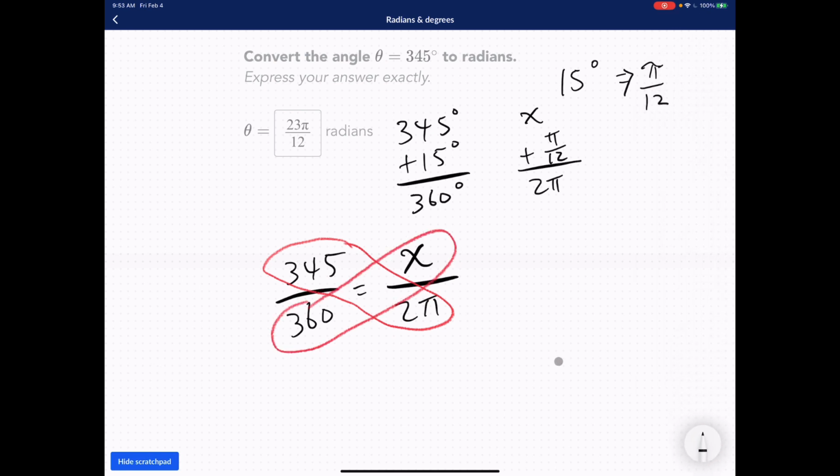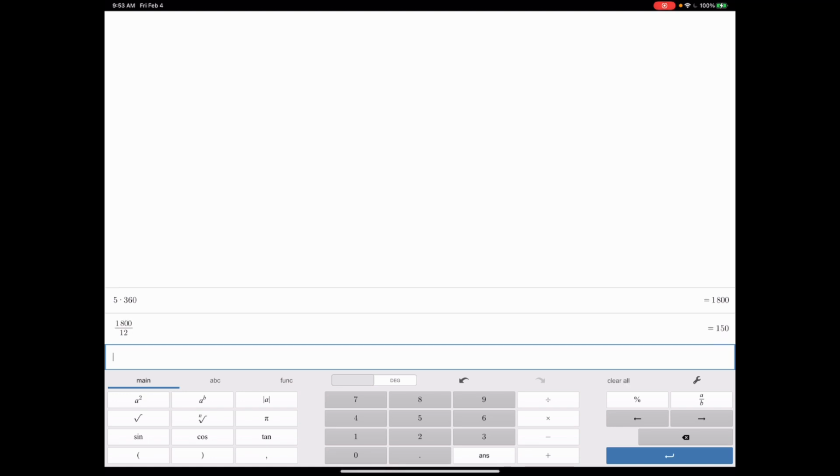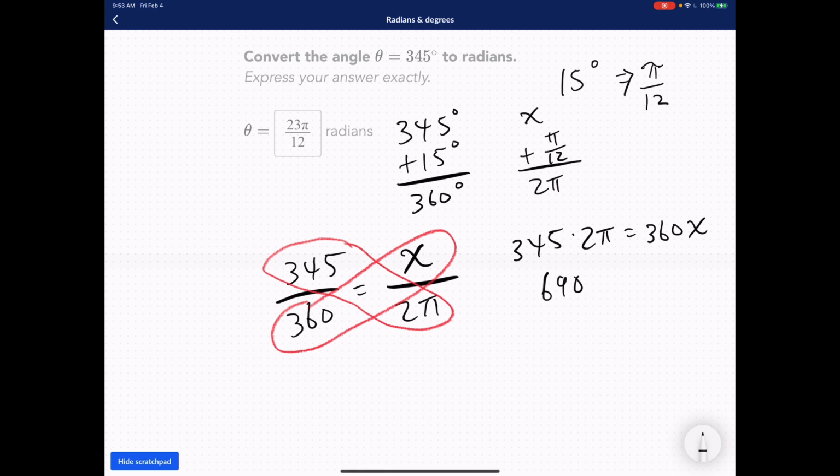So we go 345 times 2 pi. 345 times 2 pi is equal to 360 times x. Okay, so what is 345 times 2? It's 690. 690 pi is equal to 360x. Divide by 360 on both sides. And then 690 over 360, I think that's going to give me a decimal. Yeah, that's going to give me a decimal. So we know that we can cancel that out. We got 69 over 36 pi is equal to just x.